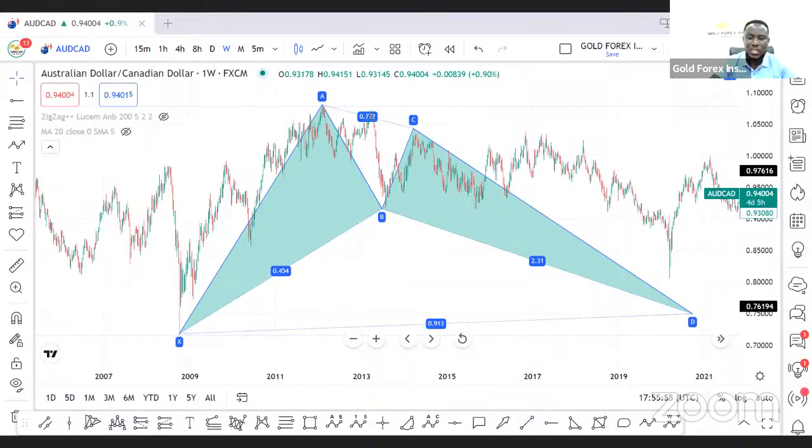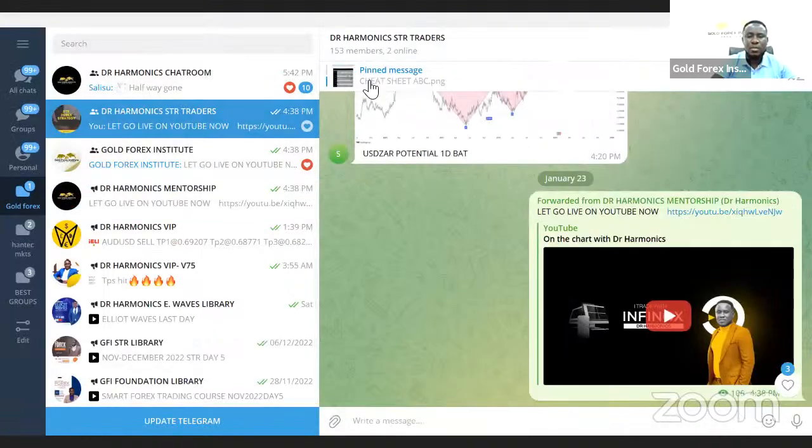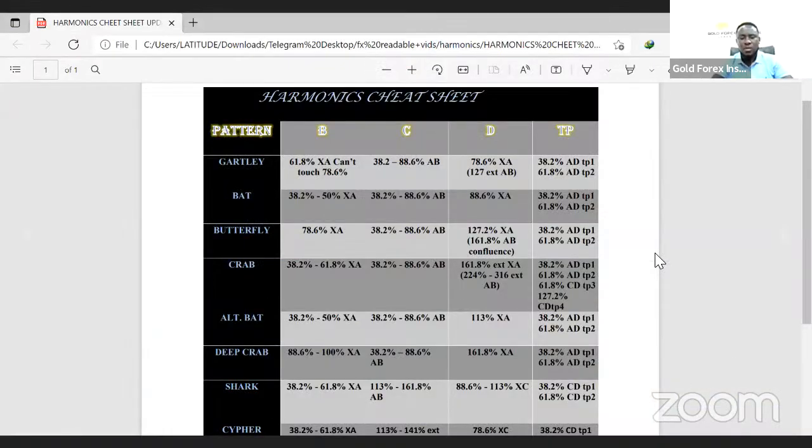Now there is a harmonic cheat sheet that I've designed for my mentees. Let me show you guys. Here's the Telegram. So when you go to here, this is the harmonic cheat sheet. Okay. So these are the numbers that you need.